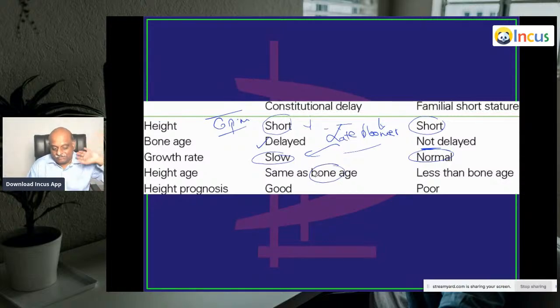No tension there. But the height age is less than bone age in familial short stature. And the height prognosis is good in constitutional delay because they are only late bloomers. But familial short stature stays short forever. So that is the difference. So this is one of the favorite MCQ, doctor, any entrance you go. Constitutional delay versus familial short stature.